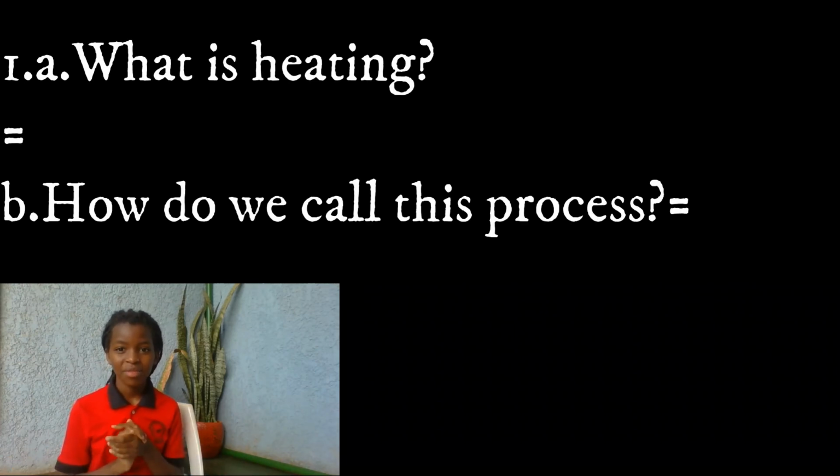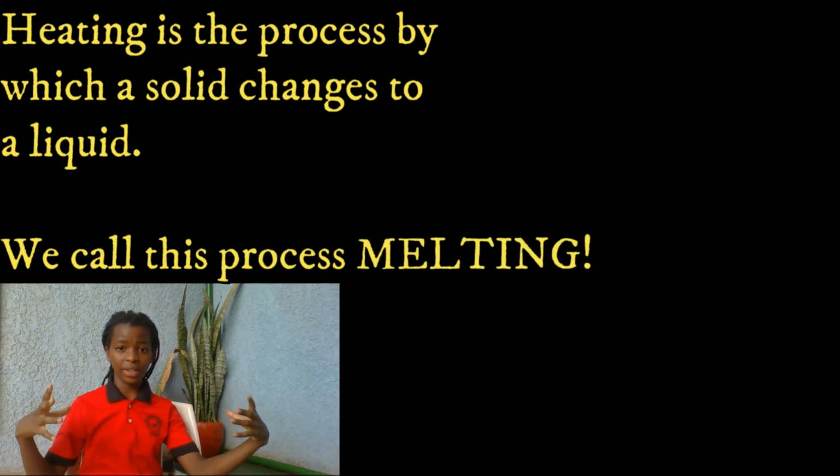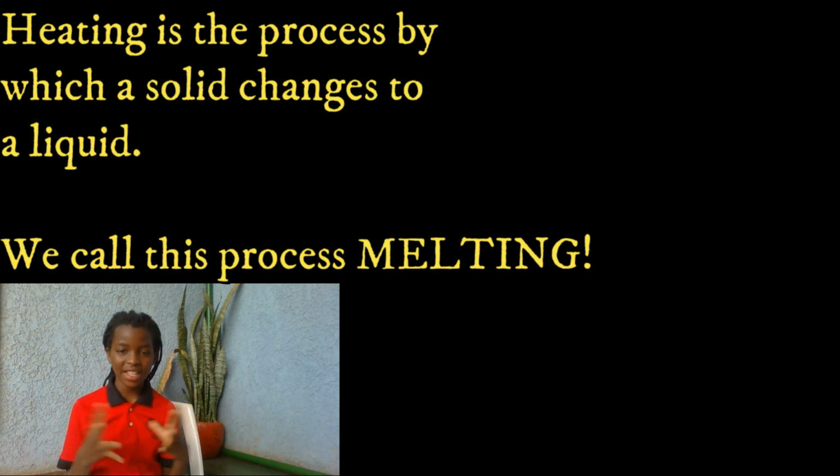We have said that gas, liquid, and solids are the 3 states of matter. Evaporation, condensation, heating, and cooling are the processes that can change these states of matter from one to another. First of all, what is heating? How do we call this process? 3 seconds to respond. Heating is when a solid changes into a liquid. We call this process melting.